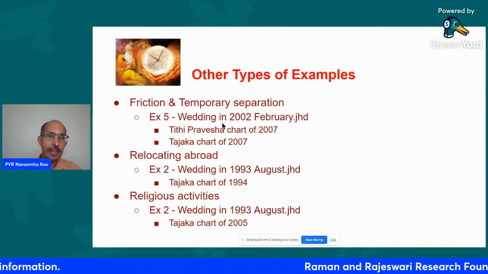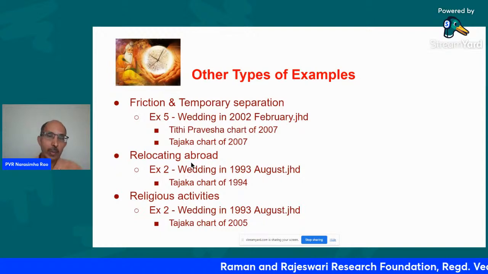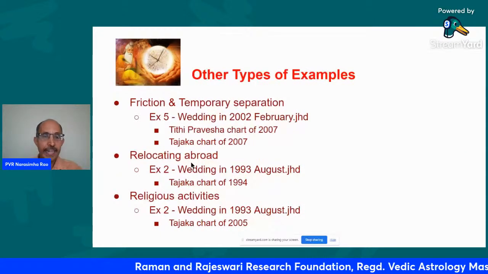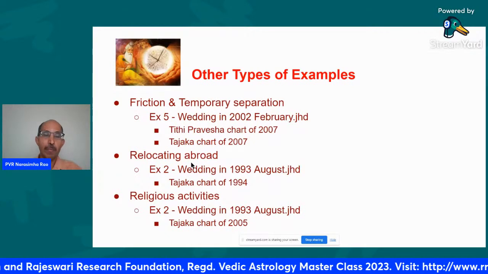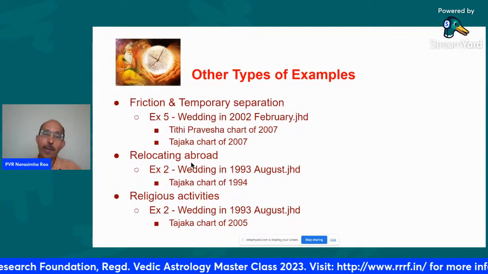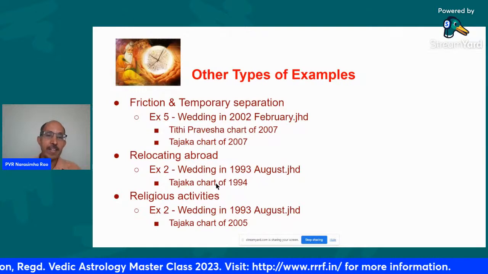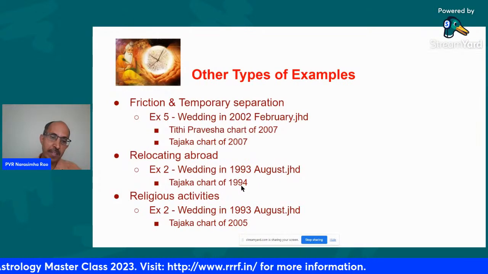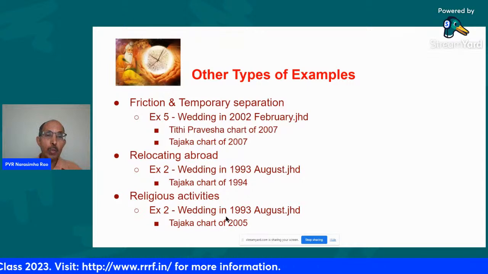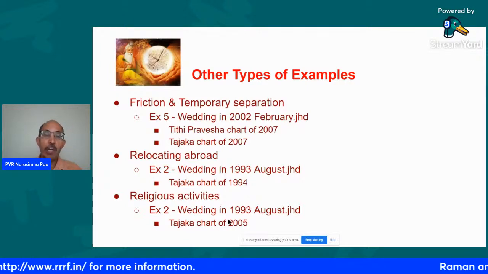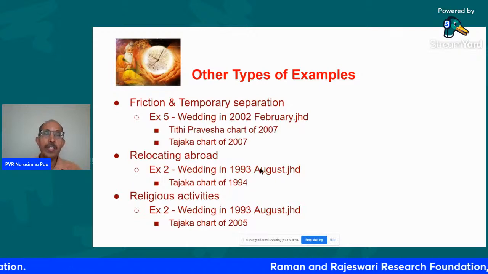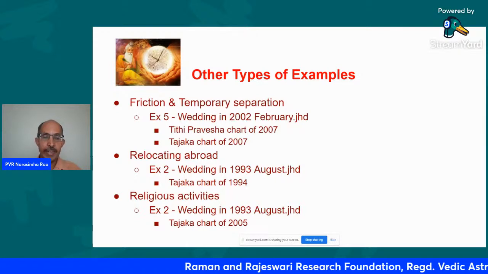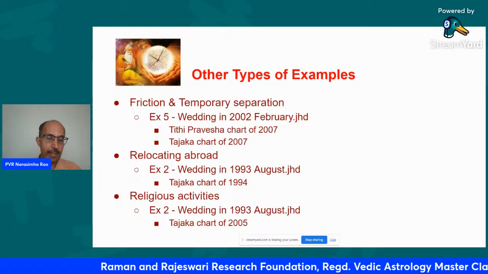And let us look at a couple of examples. We'll stick to example 2. In 1994, they both relocated abroad. They moved away from India to a foreign country and they've been living abroad since then. So we'll see the 1994 Tajaka chart. And also in 2005, there were a lot of religious activities in their marriage. So we'll see those two events. 1994, 2005. Let's remember that.